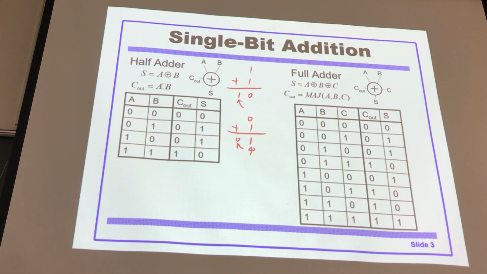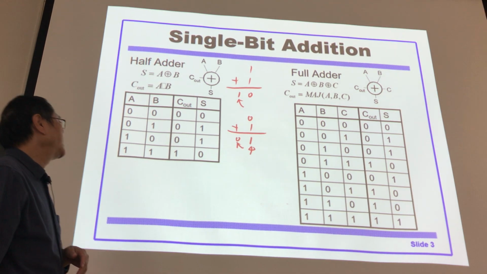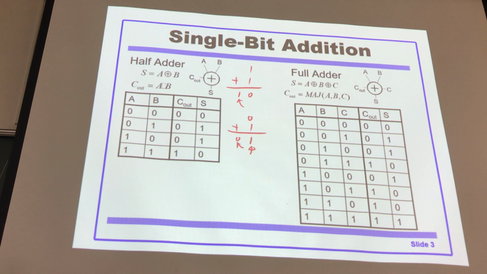What does that mean? Majority indicates that there are more 1s than 0s. Just like voting, right? 1 means raise your hand. 0, you don't raise your hand. So if 2 or more inputs are 1, you get 1 for the carry out, right? Okay? So this is the truth table for the input and output relationship.